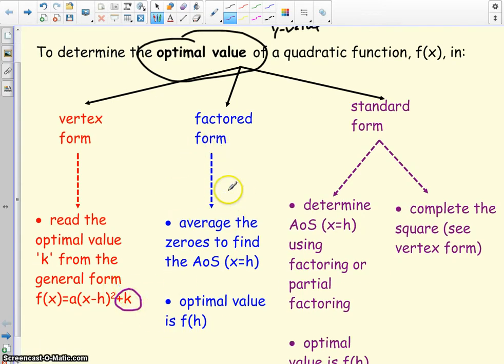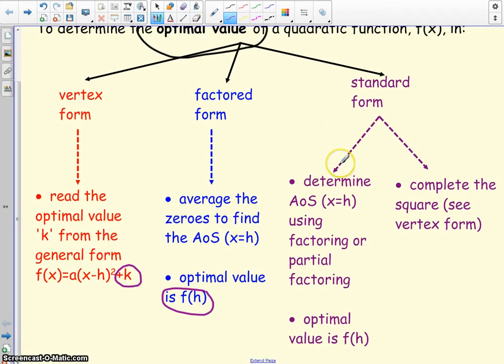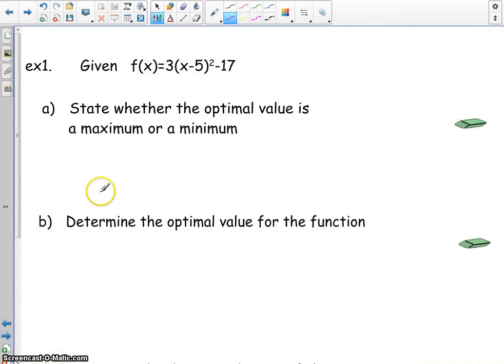Factored form, if you want to find the vertex, you're going to find the zeros first. Once you find the zeros, you find the axis of symmetry, and put that axis of symmetry into the equation to find the optimal value. And from standard form, you have lots of options. You're trying to get from standard form into vertex form, so you could either complete the square or use partial factoring. If you complete the square, you go directly into vertex form. If you factor or use partial factoring, you have to find the axis of symmetry from there, and then put that axis of symmetry into the equation. So we're going to go through examples of all these forms just to remind ourselves of how things worked in grade 10.